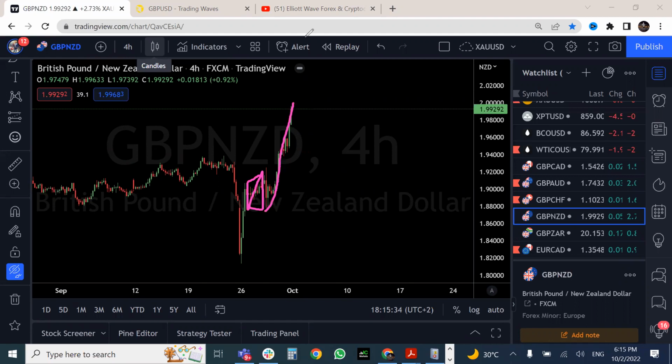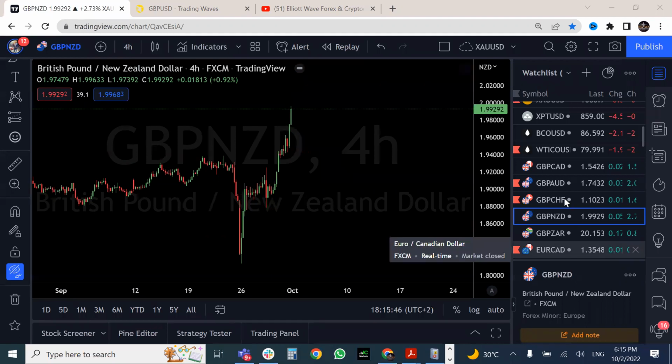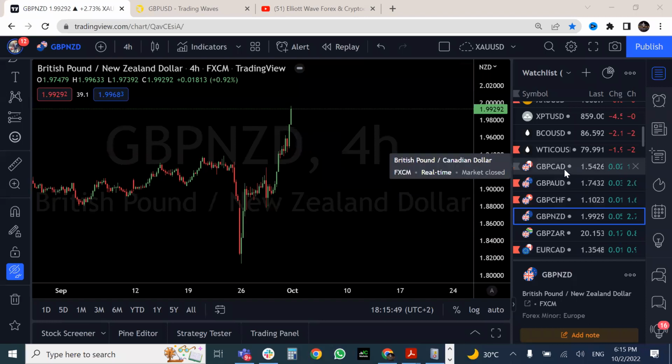So what is the next move here? This should continue to push to the upside as this looks impulsive. This is 1, 2. The wave 3 is not done, so you could get shallow pullbacks to the upside until you get a deeper corrective structure. So that is Pound New Zealand.